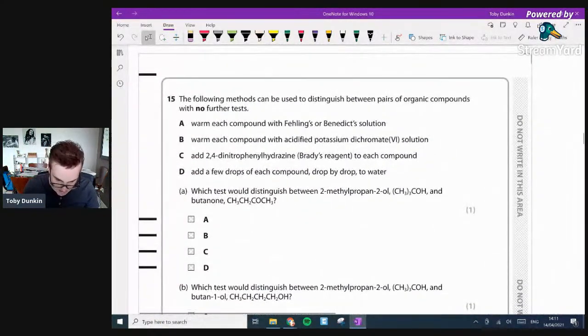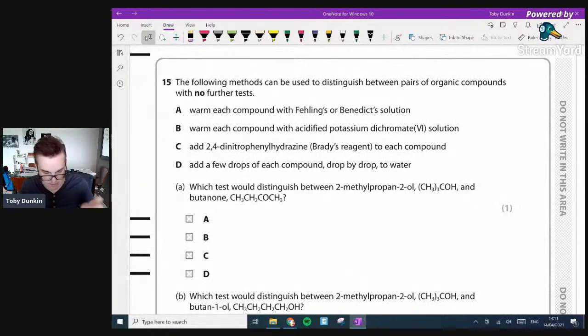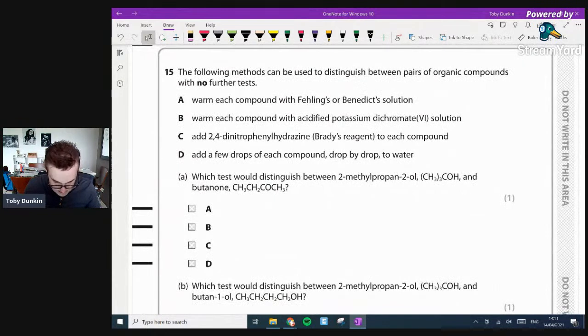Okay, did I fill it in? Yeah. So the following method can be used to distinguish between pairs of organic compounds with no further tests. Okay, given us a list of tests, A, B, C, D. Which test would be used to distinguish between 2-methylpropan-2-ol, which is a tertiary alcohol, and butanone? Okay, so Fehling's and Benedict's reagent will test for the, well, no, it won't, because it's a ketone. It won't oxidize it, so that one won't work with A. Would it work with the alcohol? No, it's a mild oxidizing agent and it's tertiary, so it will resist it. So that one won't work either.